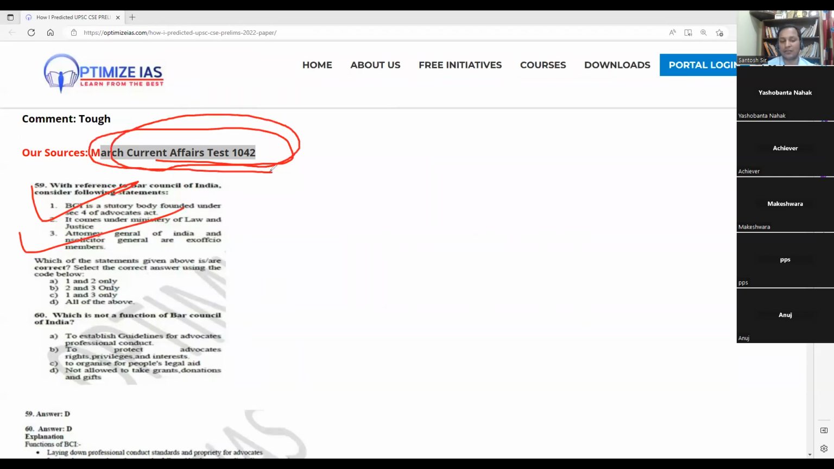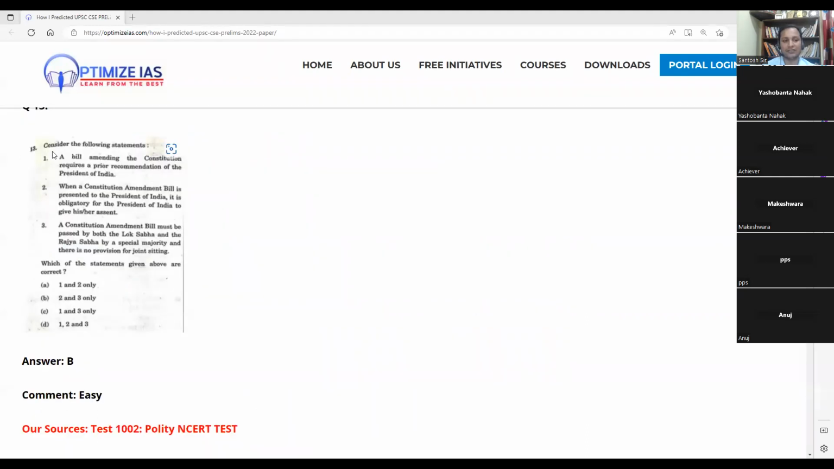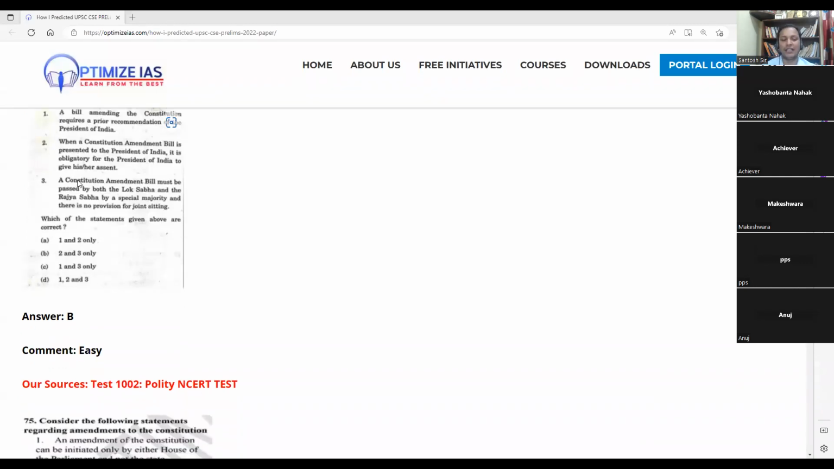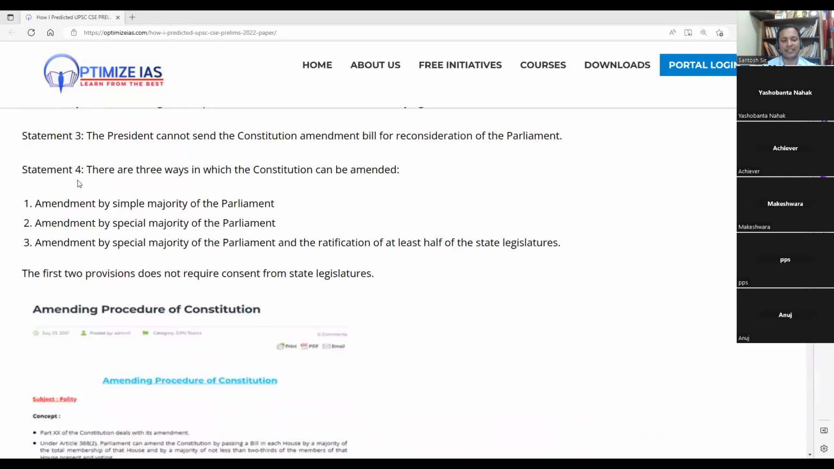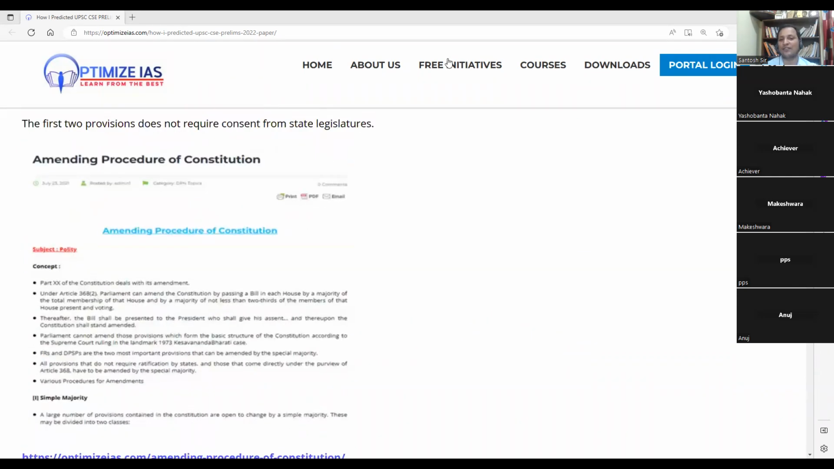2022. Okay, 1042. Bar Council of India. Exactly, we have asked the same question. Next, you see, this was a static question: a bill to amend the Constitution of India. But this also we have covered in the NCERT test, and we have given it in the current affairs also.